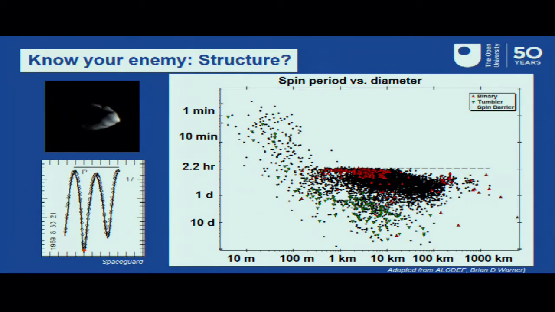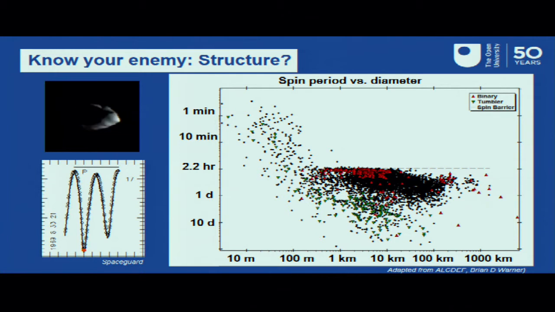You want to know what its structure is. And you can learn that from the light curves. If you plot all the periods of all the asteroids that we've measured against size, on the bottom is the size of the body, from the largest ones at 1,000 kilometers down to things that are a few meters in size at the left. And the spin periods are shown up the left-hand side.